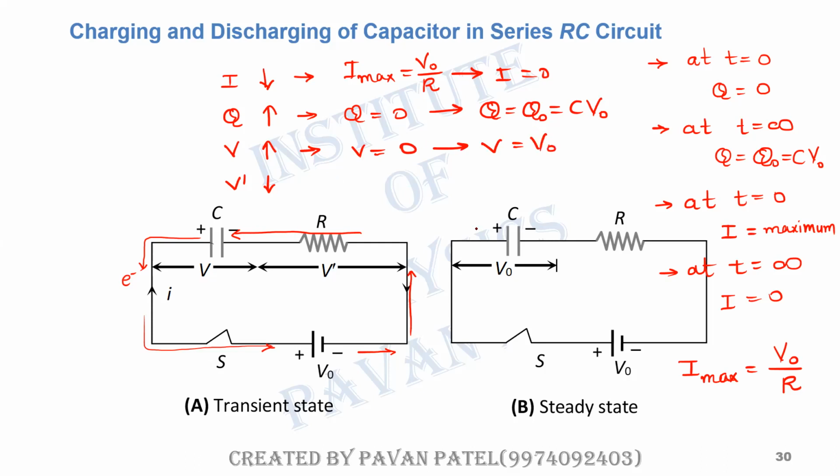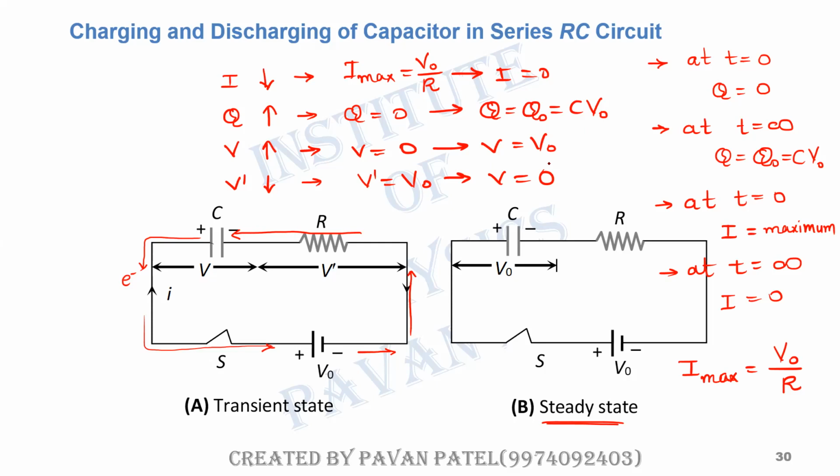In a steady state, once V becomes V0, Q becomes Q0, I becomes 0, right? And V dash, initially V dash क्या था, initially V dash is V0 at t equals to 0, and it will be gradually decreased to 0. Clear? Okay, so this is the condition. Please remember all these points very carefully.